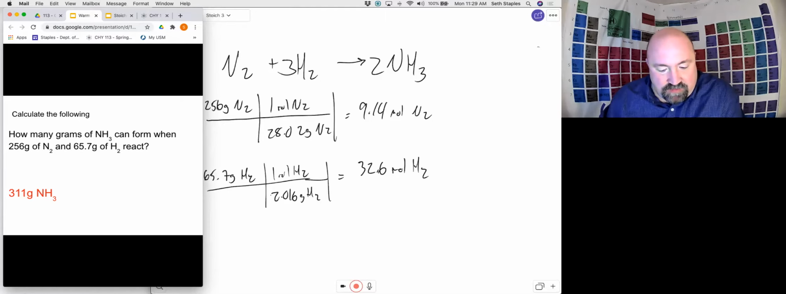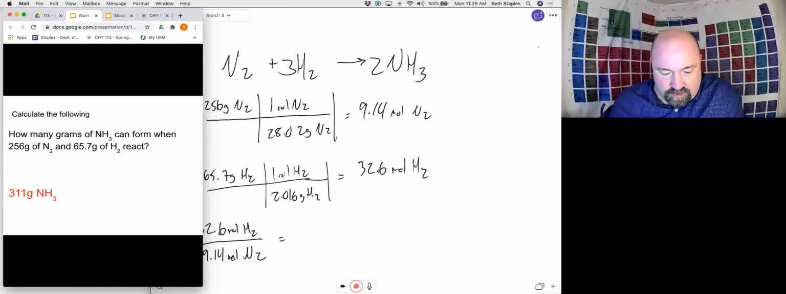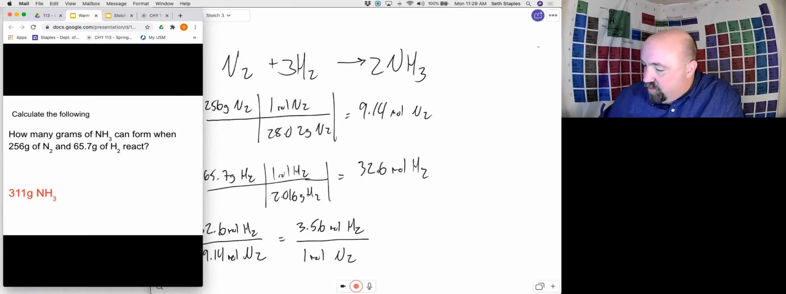And so now we need to determine those basic ratios of what we have versus what we need. Like I said, I normally take the larger one, just divide that by our smaller one. So I'm going to take my 32.6 moles of H2, divide that by 9.14 moles of N2, and I get a ratio of 3.56 moles of H2 per every 1 mole of N2.